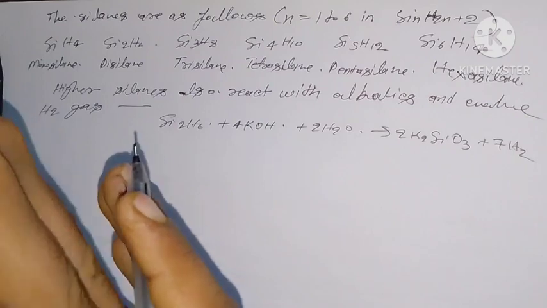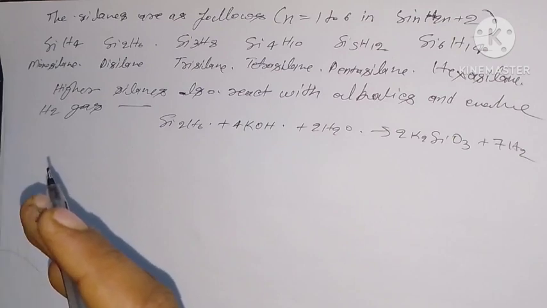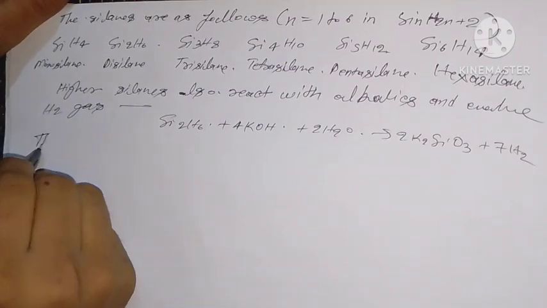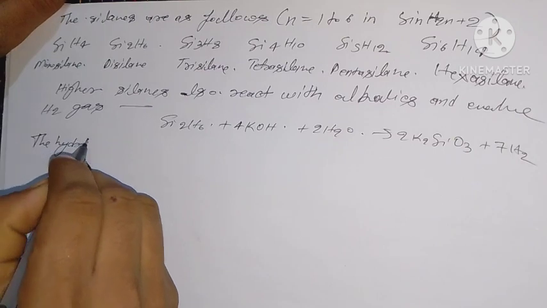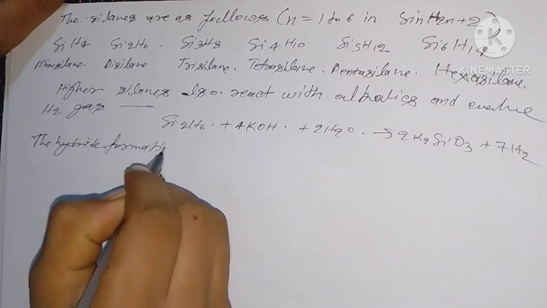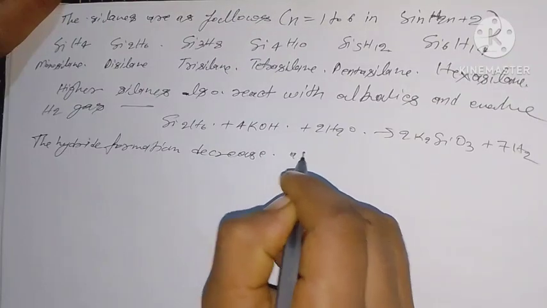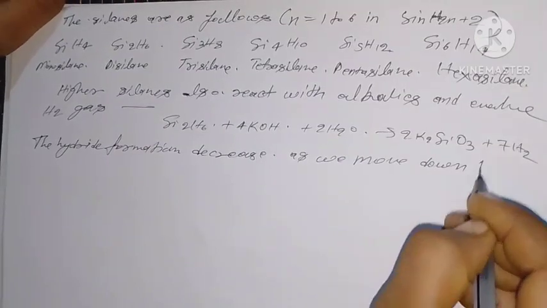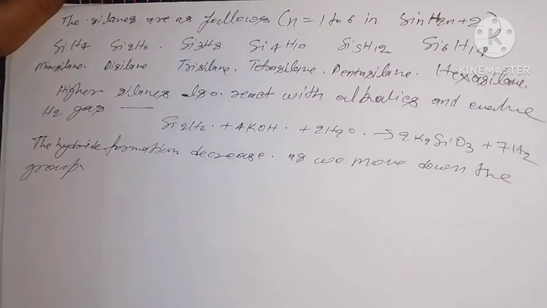The number of hydrides of tin and lead is limited due to less catenation ability. The hydride formation decreases as we move down the group.